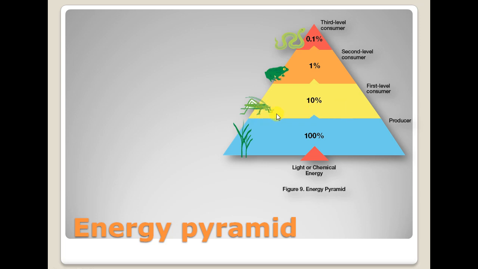Here it is a grasshopper. The grasshopper will again use 90% of its energy and only 10% will be given to the next trophic level, that is the second level consumer. The same thing happens in the case of the frog, and in the case of the third level consumer, only a little, that is 0.1%, that is 10% of the previous energy, is given. Like this, if you see, the energy is reduced. This diagrammatic representation of the energy is called the energy pyramid.